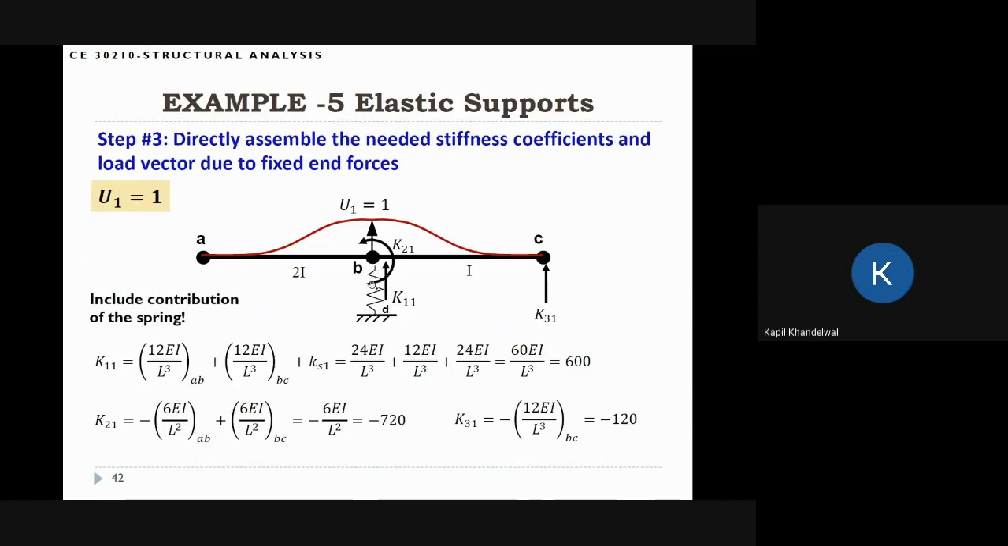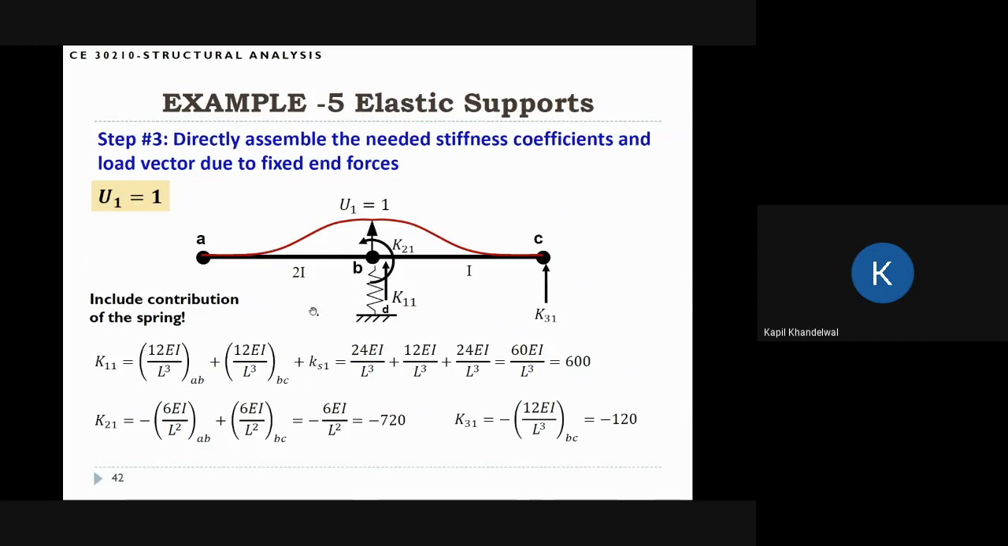So you have to remember carefully what members are deforming, and once you know this, we can directly build the stiffness coefficients. So K11 is the vertical force because that's in the first direction. So K11 is the contribution of member AB, member BC, and the spring.